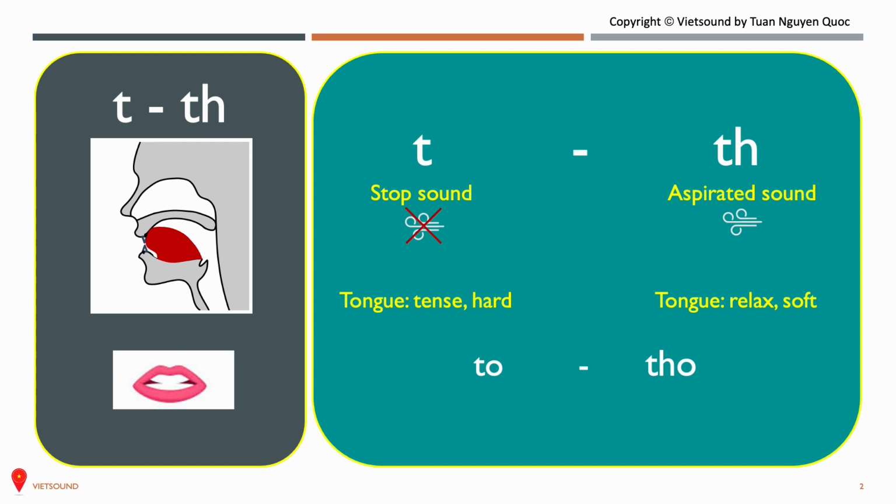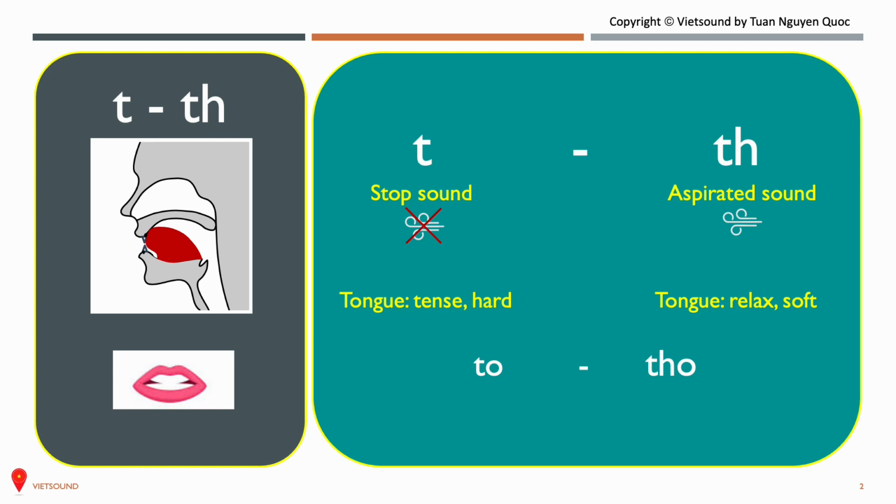First of all, I want to say that these two sounds have the same mouth shape and the tongue position. So to pronounce the th and the th sound, your tongue touches the gum bridge. And the difference between these two sounds is the th sound is a stop sound. So when you say the word with the th sound, you don't push the air out of your mouth. But the th sound is an aspirated sound. So when you say the words with this sound, you have to push the air out of the mouth very strongly.